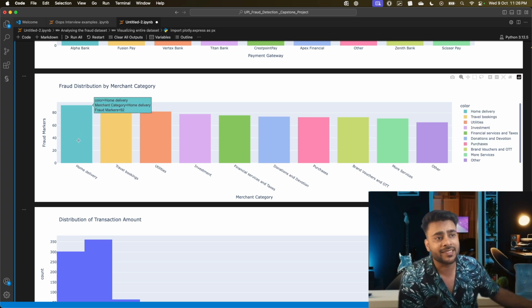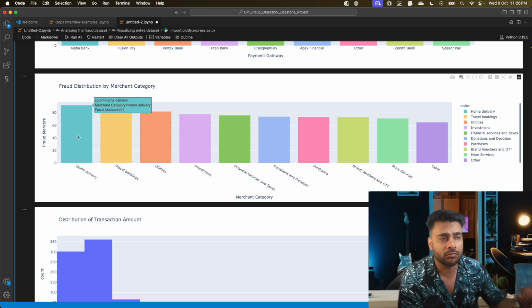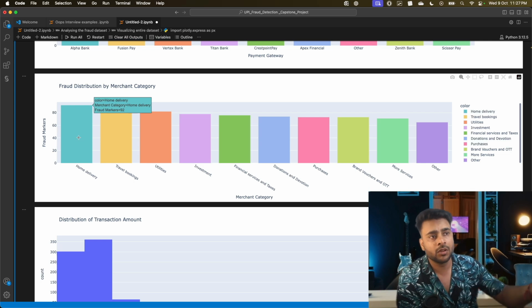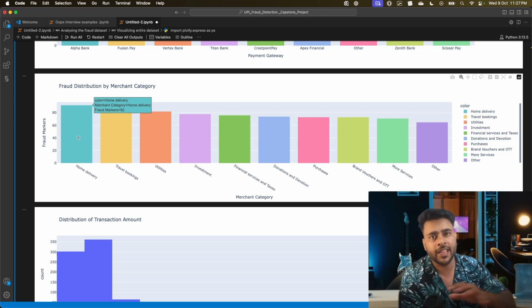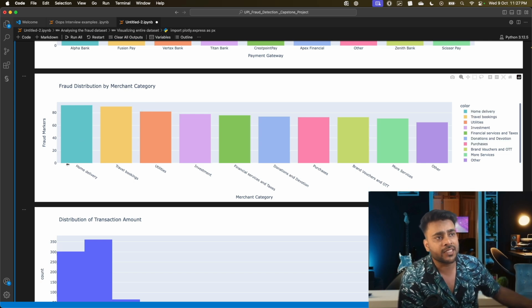So for example, when it comes to home delivery, it can be couriers or online shopping like eCart or Amazon, or it can be Swiggy or Zomato, or any kind of platform that allows you to have food items delivered, or any platform that delivers something to your doorstep. Okay, so we can see that the fraud marker count is 92. So this category is contributing towards the highest number of fraud in this visual.